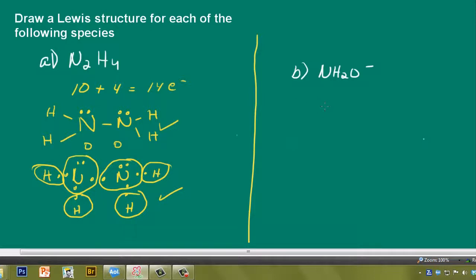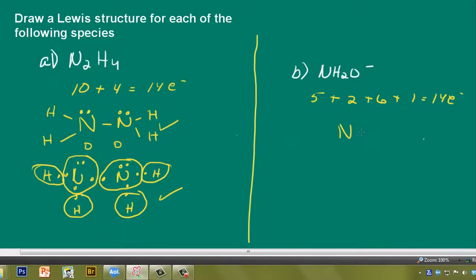Let's go ahead and look at B. Count up the number of electrons. We have 5 for nitrogen, 2 for the 2 hydrogens, 6 for oxygen, plus an electron for the negative charge, which gives us 14 valence electrons.